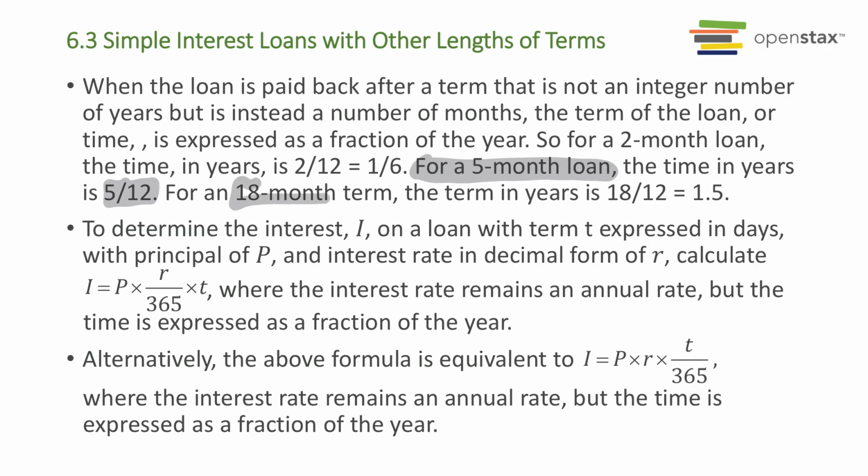Or for an 18-month loan, we would do 18 divided by 12, and we would get 1.5. So 18 months is 1.5 years, so we would use 1.5 as our T value.